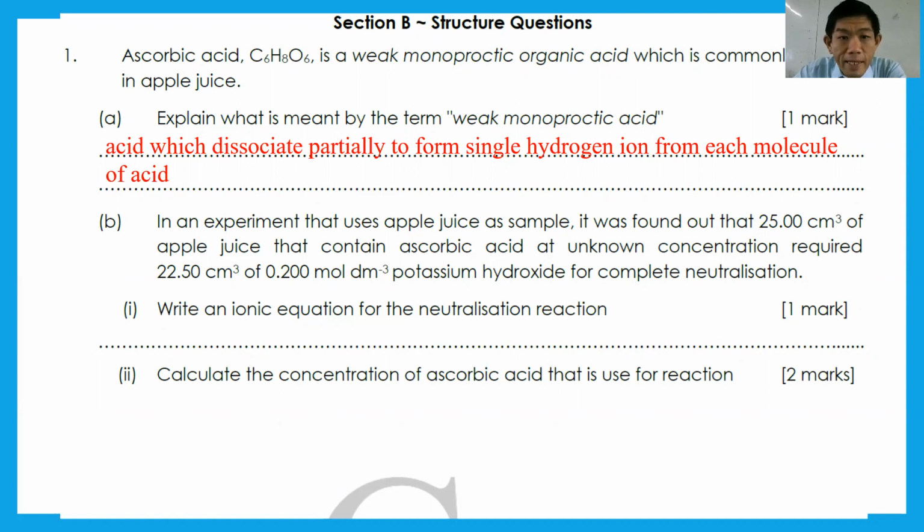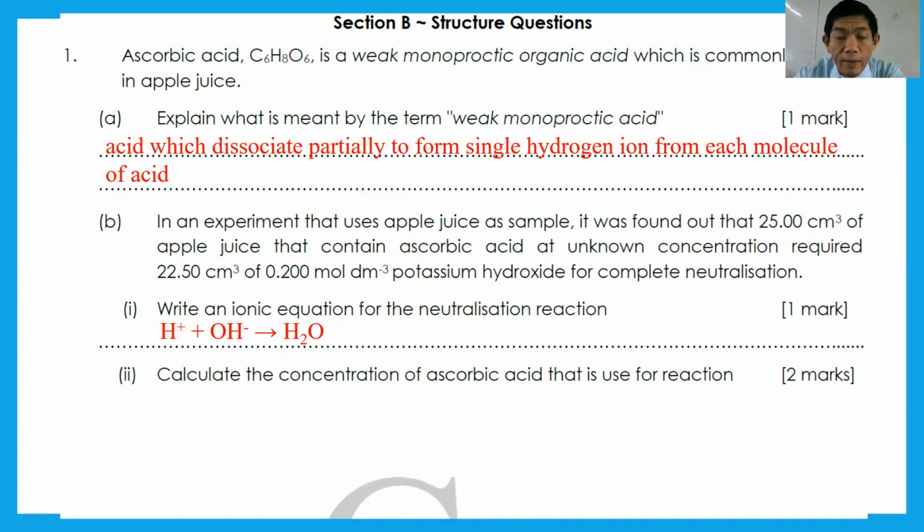And then 1B, in an experiment that used apple juice as sample, it was found that 25 cm³ of apple juice containing ascorbic acid at unknown concentration required 22.50 cm³ of 0.200 M potassium hydroxide for complete neutralization. Number 1, write an ionic equation for the neutralization. So in here you must have H+ + OH- give H2O. Then number 2, calculate the concentration of the ascorbic acid that is used in this reaction.